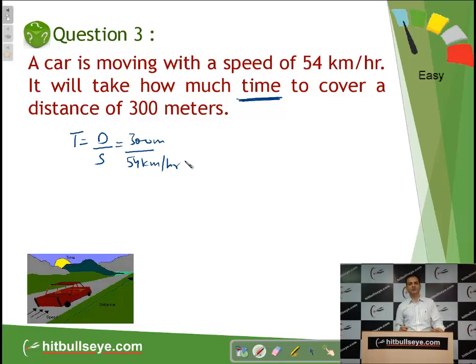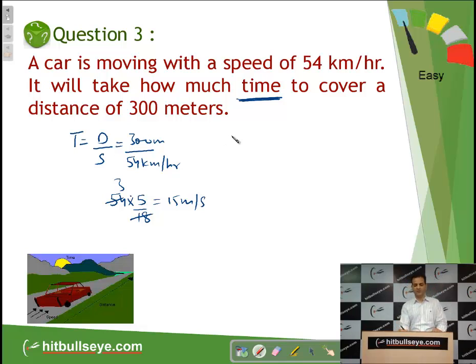Now in maths the units should be the same. So convert either meter per second into kilometer per hour, or convert kilometer per hour into meter per second. And we have already done 54 km per hour into meter per second. So what we'll do? Multiply by 5 by 18. So it will be 15 meter per second. And now the unit is 15 meter per second.